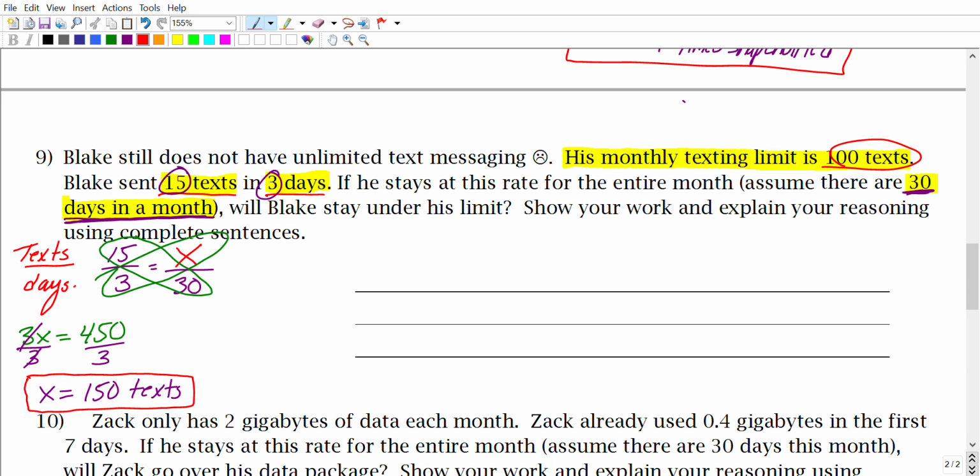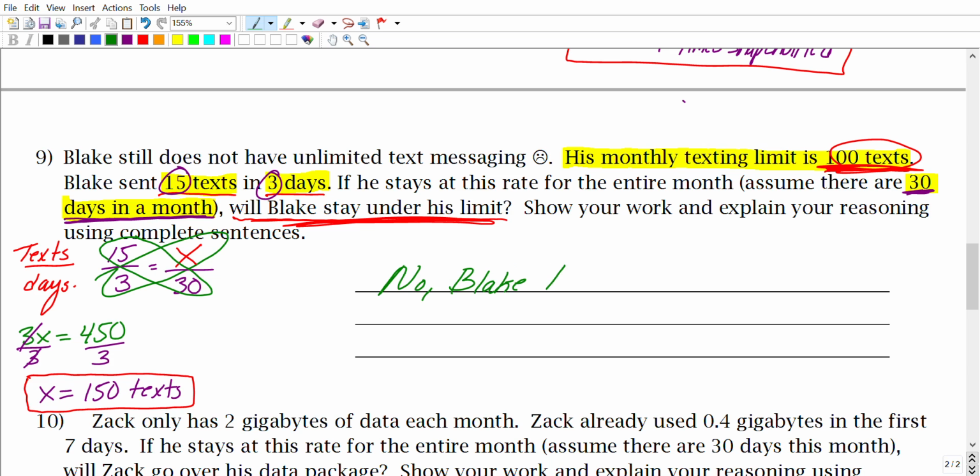But what's being asked? It says, will Blake stay under his limit? Well, if he sends 150 texts, but his max he can send is 100, did he go over his limit? Did he stay under his limit? We would say no.